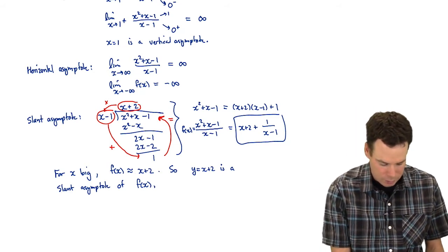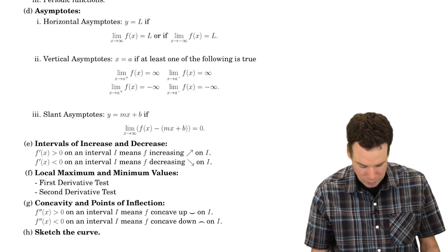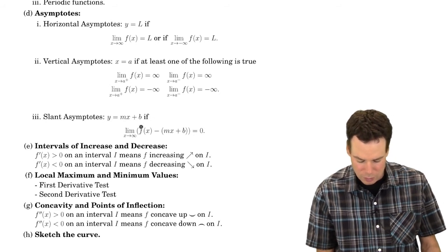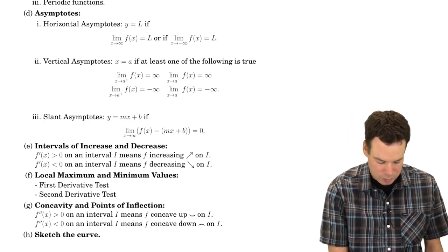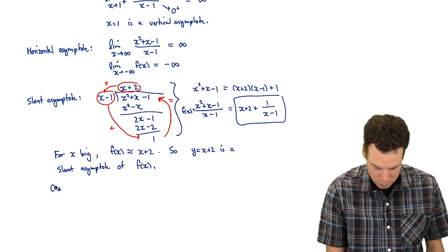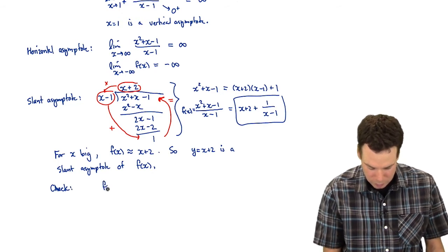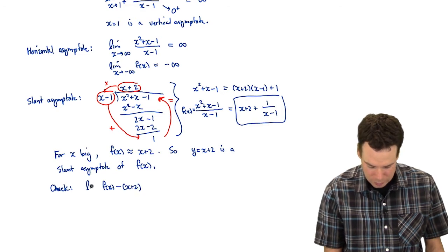Let's go ahead and look back at what the definition of a slant asymptote was, just to see that we've captured it. A slant asymptote is a line, y equals mx plus b, if the difference between the function and the line heads to 0 as x goes to infinity. Let's make sure we've got that. So let's check that this is the case from our definition. I'm going to look at the function f of x, take away x plus 2 from it, and look at the limit as x goes to infinity.